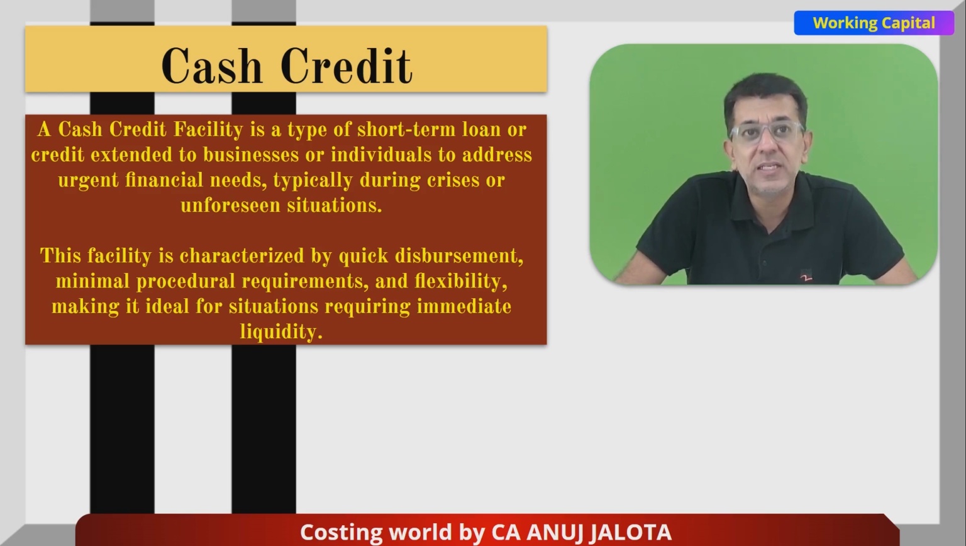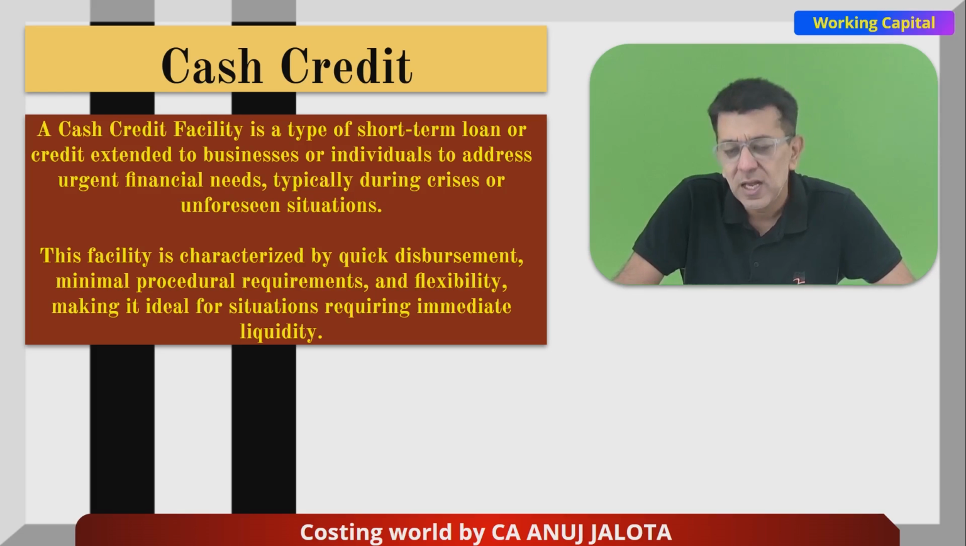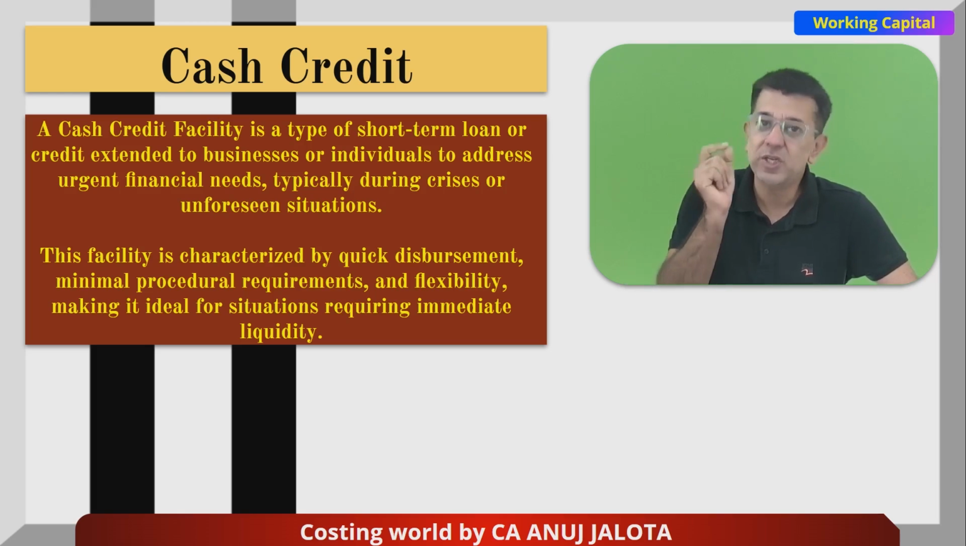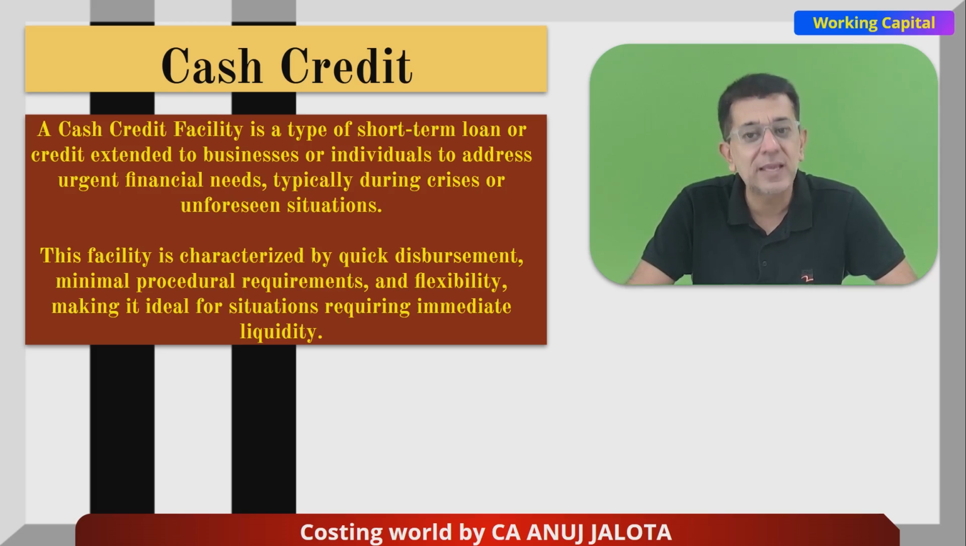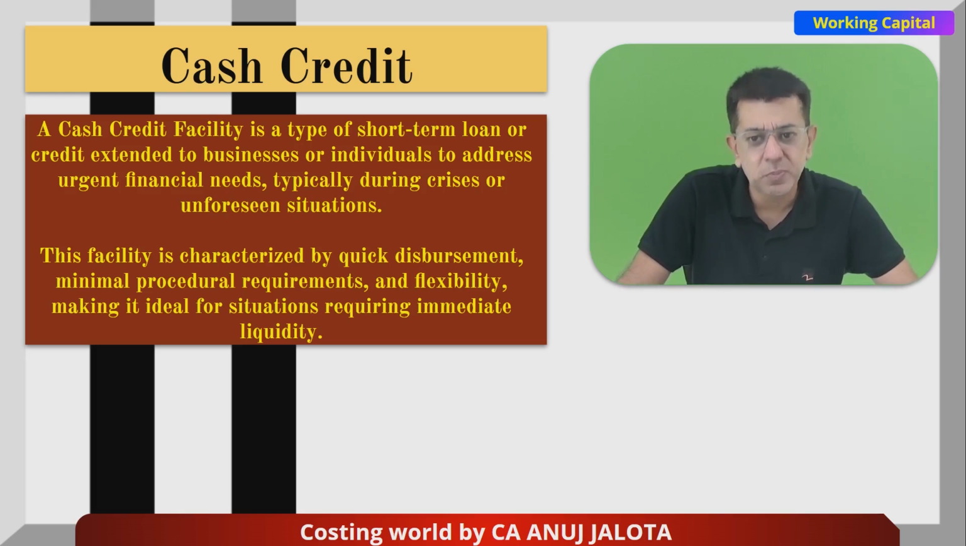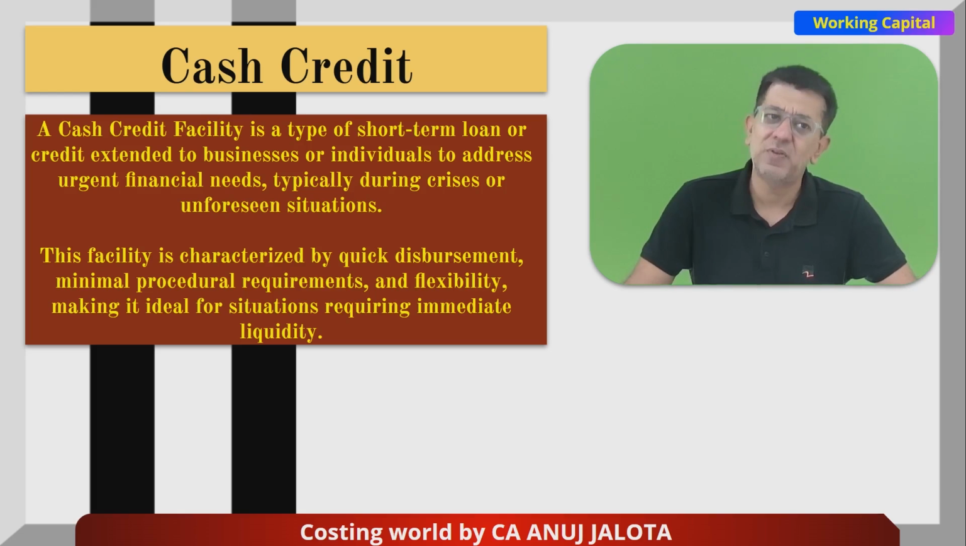A cash credit facility is a type of short-term loan or credit extended to businesses or individuals to address urgent financial needs. Suddenly one supplier says that I want the money today, else I'll stop supplying. That is an emergency need. Where do you go for such an emergency need? You can avail a cash credit facility from your bank, typically during a crisis or unforeseen circumstances. Suppose you were doing a business and something happened in your family, and you are in urgent need of funds, you can avail that. This facility is characterized by quick disbursement, minimal procedural requirements, and flexibility, making it ideal for situations requiring immediate liquidity.